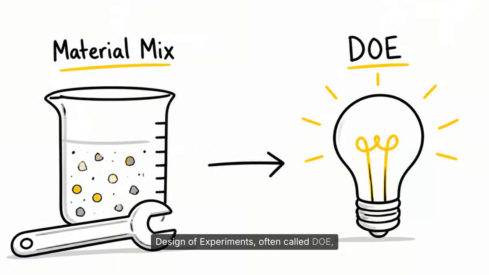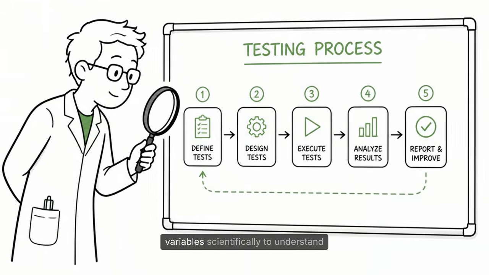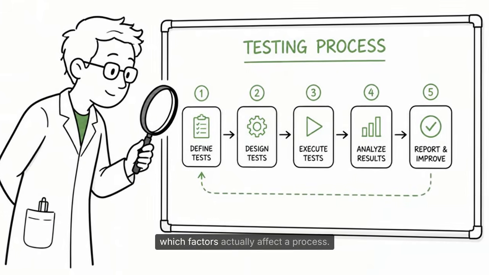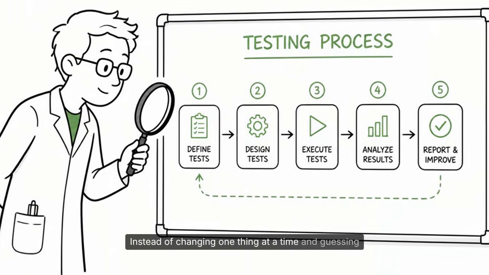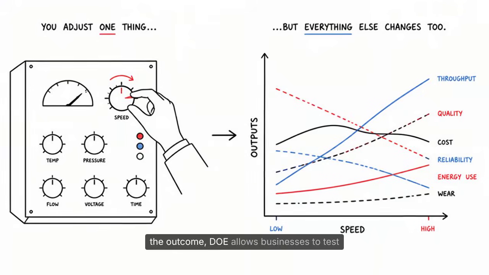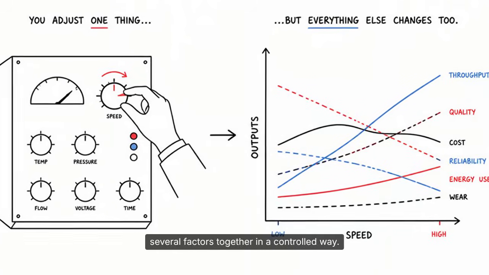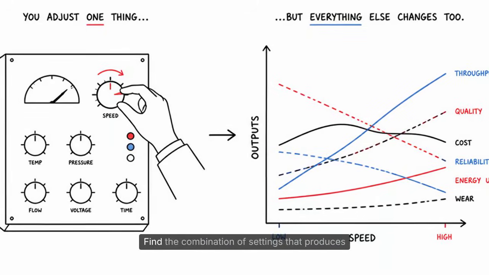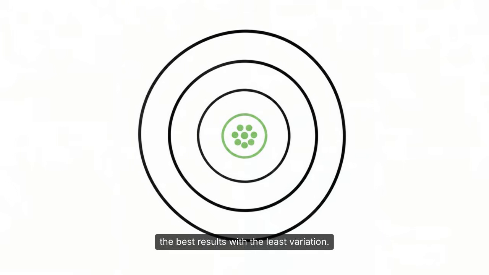Design of experiments, often called DOE, is a structured method for testing multiple variables scientifically to understand which factors actually affect a process. Instead of changing one thing at a time and guessing the outcome, DOE allows businesses to test several factors together in a controlled way. The goal is simple: find the combination of settings that produces the best results with the least variation.